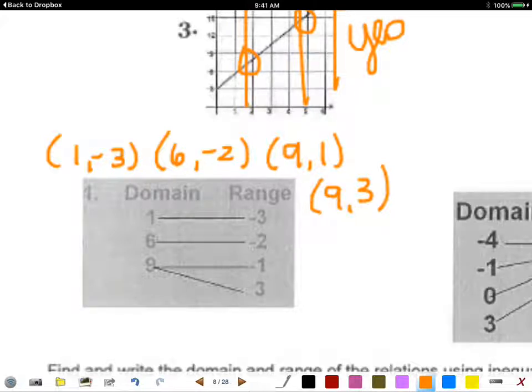Going to -1 and -3. It's not a function. Thank you, Liam. It is not a function because you can't plug in 9 and get an answer of 1 and, oh, is that a -1? Yeah. Oh, I'm sorry. You can't get a -1 and a 3. Okay. All right. So we're going to write no.